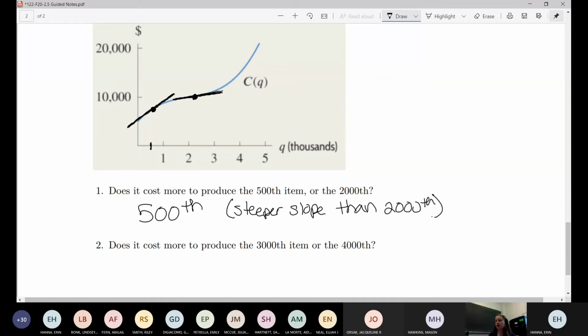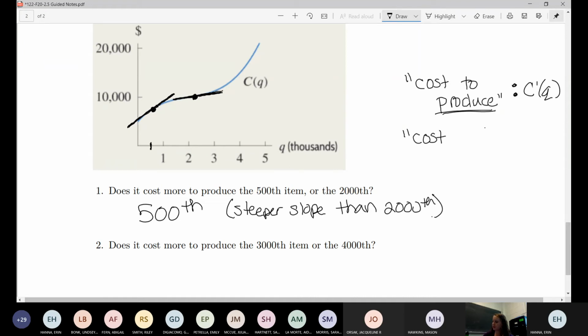So we don't care about the fact that the cost is higher in general. We wanted to know about the cost to produce. So, verbiage. Cost to produce. If you see the word produce, you can pretty much guarantee that they're trying to talk about marginal cost there.